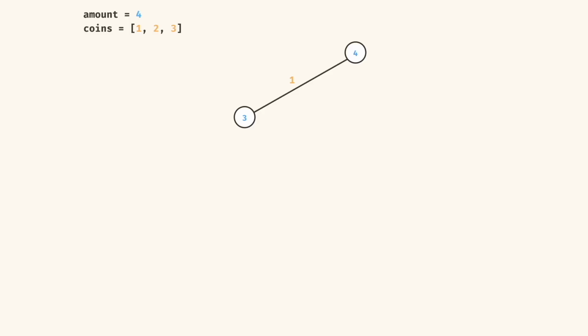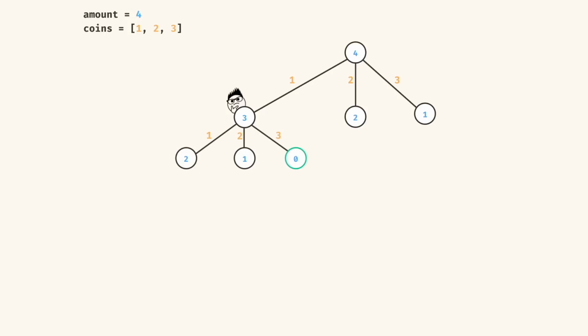I could have also taken a 2, in which case I need to generate 2, or I could have taken a 3-cent coin, in which case my remaining amount would have been 1. So let's continue this pattern. Let's say I was at this 3 node. This node would have 3 more children, just branching for 1 cent, 2 cent, and 3 cent respectively.